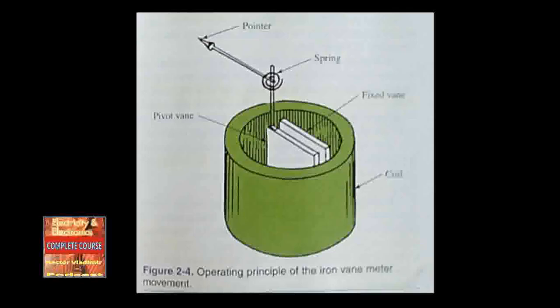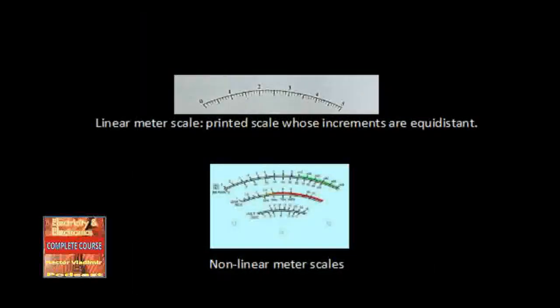Regardless of the polarity of the applied voltage or current, the iron vane meter movement always deflects in the same direction. Either AC or DC may be measured with this instrument. Generally, this type of meter is best suited for high power measurements.